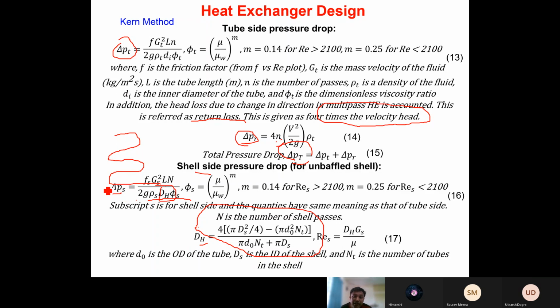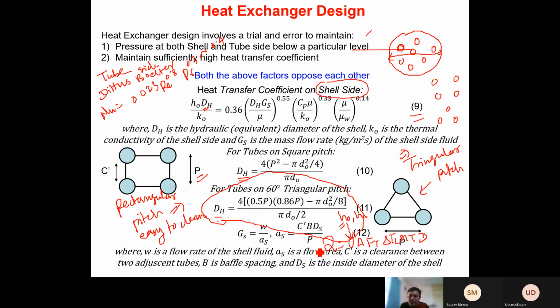And now this delta P_T and delta P_S we have to check. We have to check whether these values are in the operable range or not. If these are not in the operable range, then we have to go back again to our design and change from 1-2 pass to 2-4 pass or 2-4 pass to 1-2 pass, change the length of the heat exchanger, change the temperature in the heat exchanger, and finally come up with the design which not only satisfies this delta P_T requirement, but also satisfies the requirement of this U. That's why there is a trial and error.